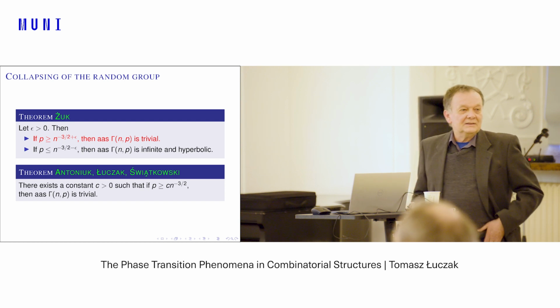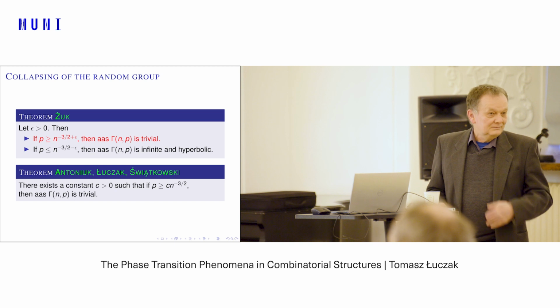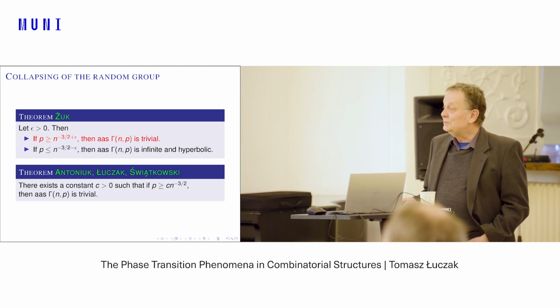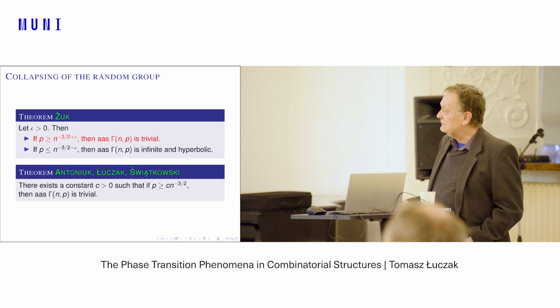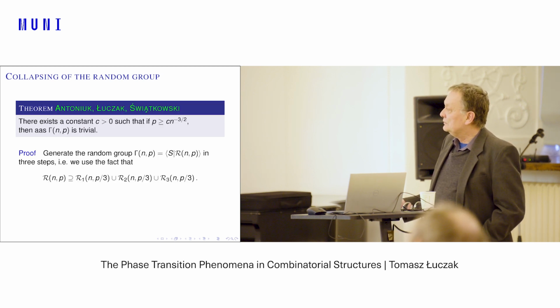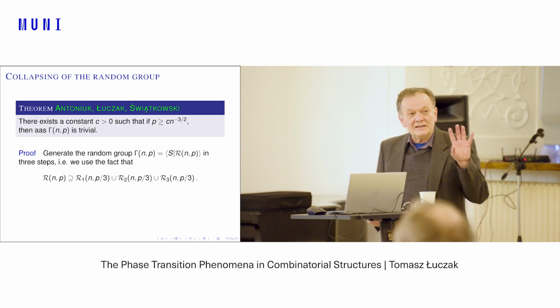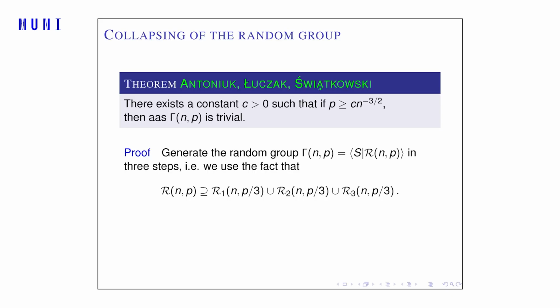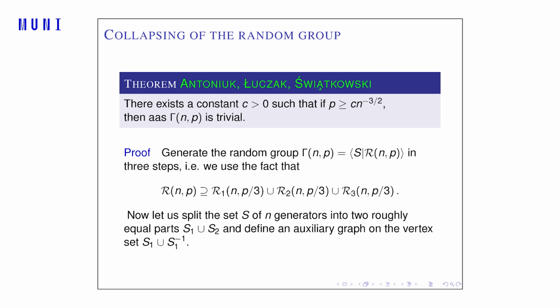As a matter of fact, I would like to prove it. Each mathematical talk must contain a proof, so let me try to prove it for you. Here is the proof. We generate these relators in three rounds. First we generate them with probability p over 3, then in the second round, and in the third round, we generate another set of relators of length 3.